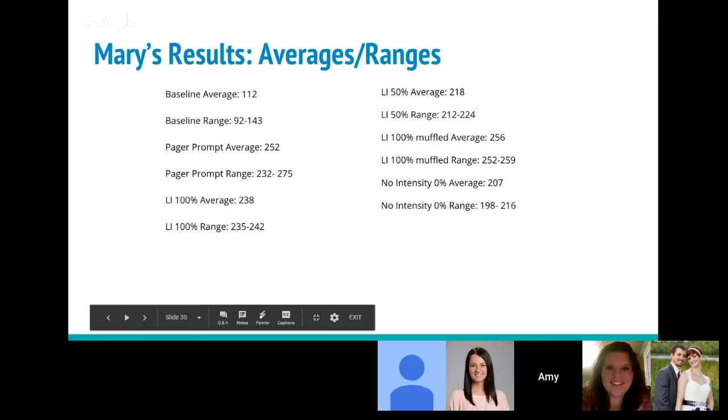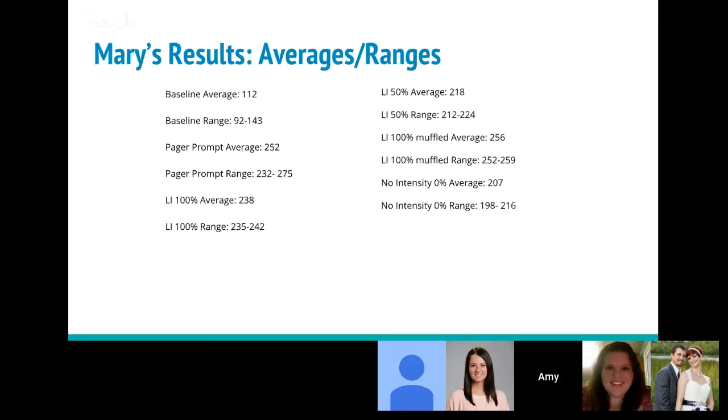And then here are my averages and ranges for each phase.